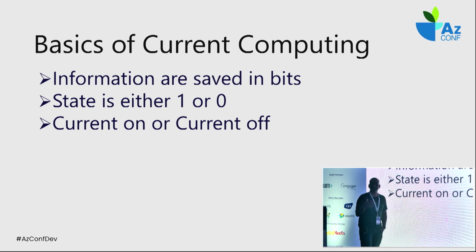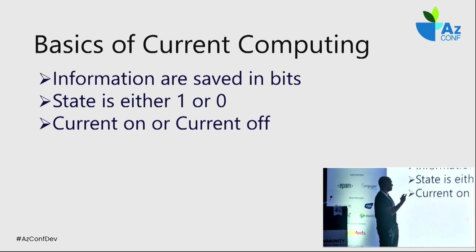So these are the places you get all those keywords. You understand small bits, and then you actually go and implement it later. Is that okay? So first we'll understand all the keywords. The basics of current computing is basically what? It's saved in bits. It's either 1 or 0. It's on and off. 0 means off. 1 is on. Okay, cool.